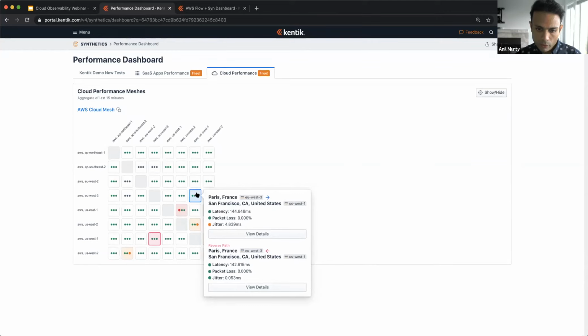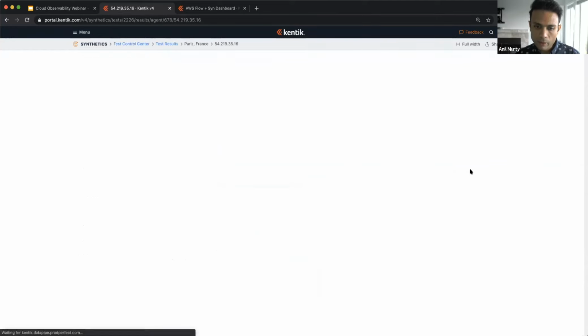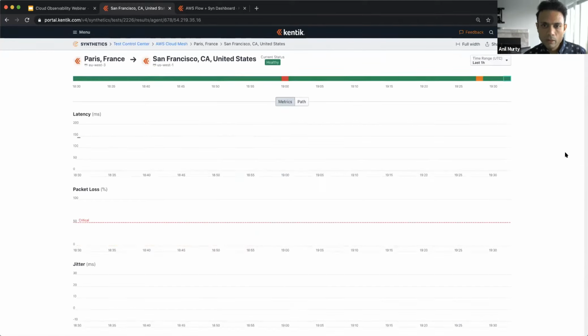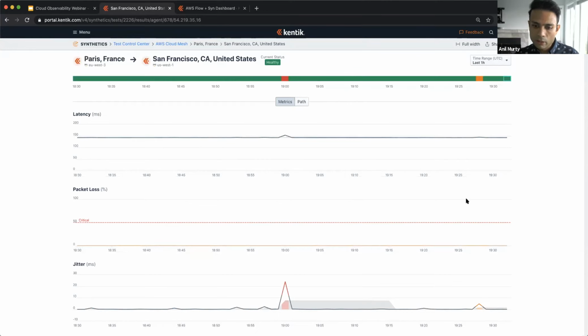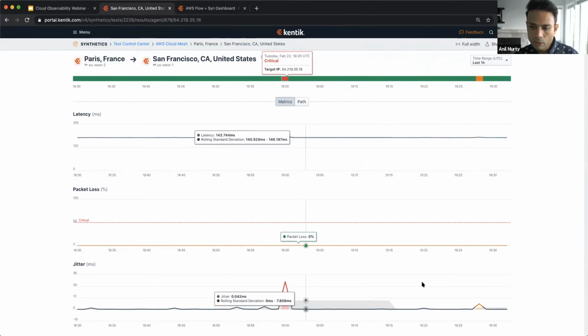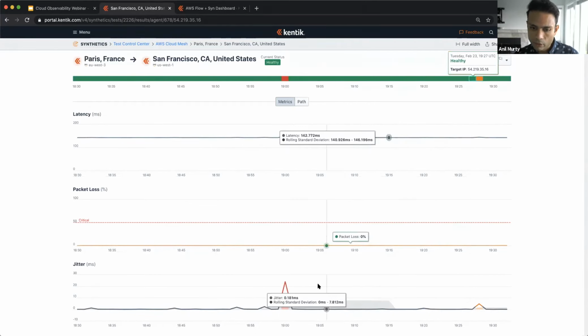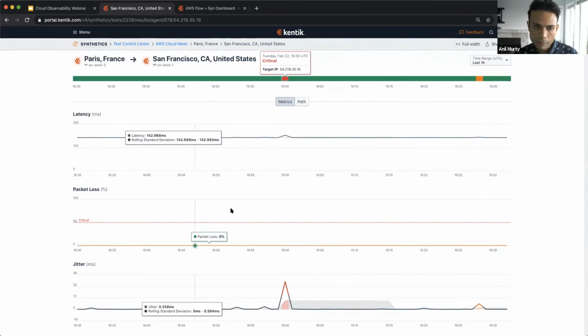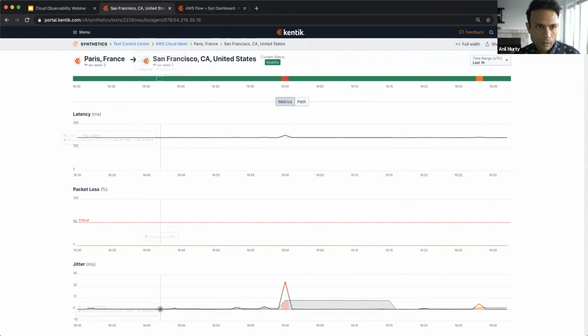And when you do notice an issue, you can quickly drill down into that by clicking on View Details, and that will take you to a set of time series charts that will show you any spikes when they occur. So in this case, it's just jitter, so we don't care too much about that. Packet loss and latency look fine.